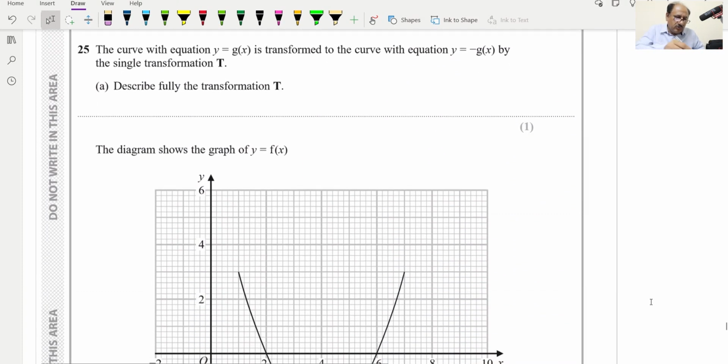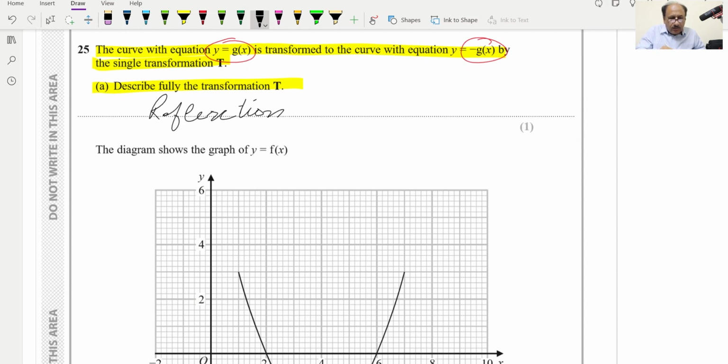Now question number 25. The curve with equation y is equal to g(x) is transformed to the curve with the equation y is equal to minus g(x). Find the single transformation T. Describe fully the transformation T. So this will be basically y to minus g(y). This will be a reflection in the x-axis, or we can write y is equal to 0, and this is a 1-mark question.